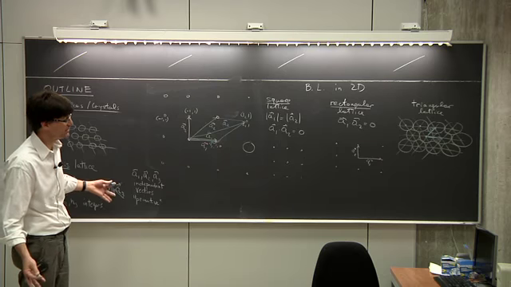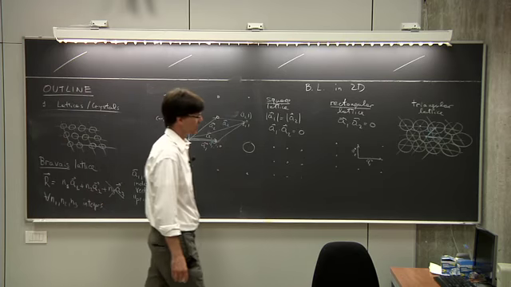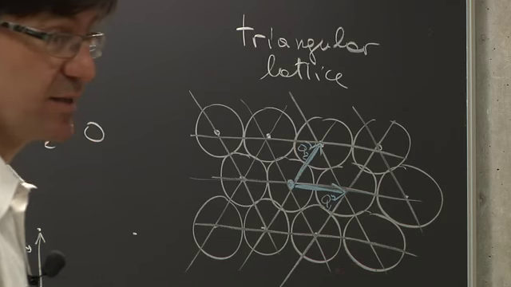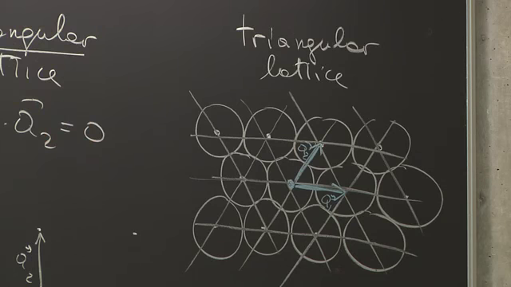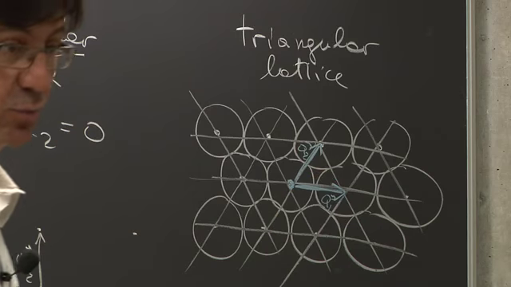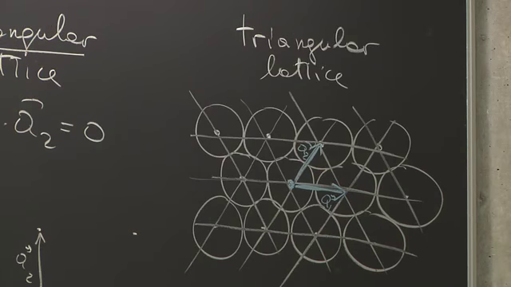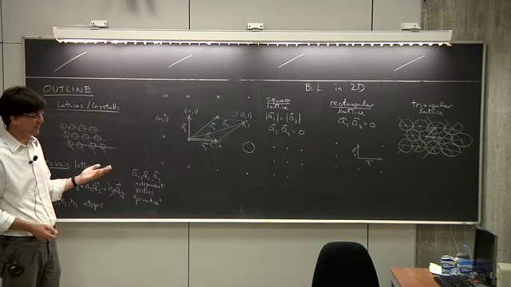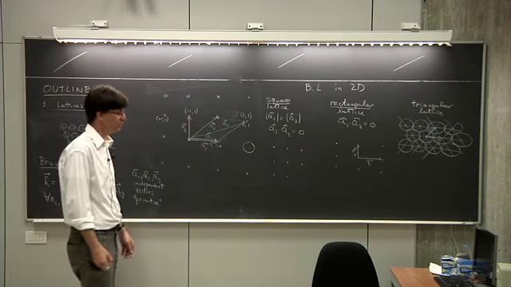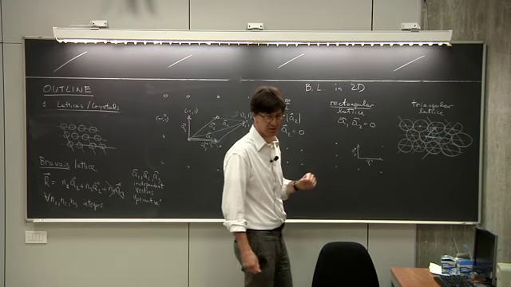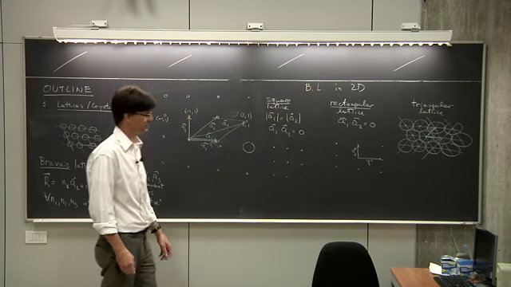Am I missing any point? No. So I'm covering all the points that correspond to the centers of these circles. They can be obtained as a linear combination with integers of A1 and A2. And vice versa, if I build any possible linear combination of A1 and A2 with integers, I generate one of the points of the triangular lattice.